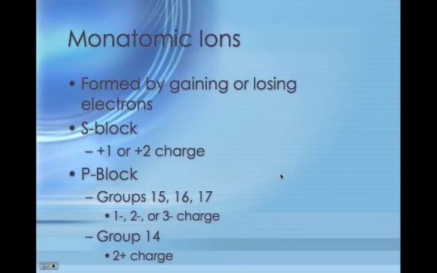Monatomic ions are formed by gaining or losing electrons. So if we look at the S block, you guys remember where the S block is? First 2 groups, groups 1 and 2. So in group 1, like lithium, sodium, potassium, how many valence electrons do they have? They only have 1, right? To be stable, they want an octet, so they want 8, right? So is it easier, do you think, to gain 7 electrons or to lose that 1?